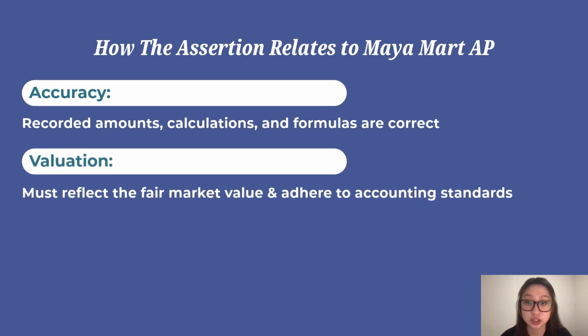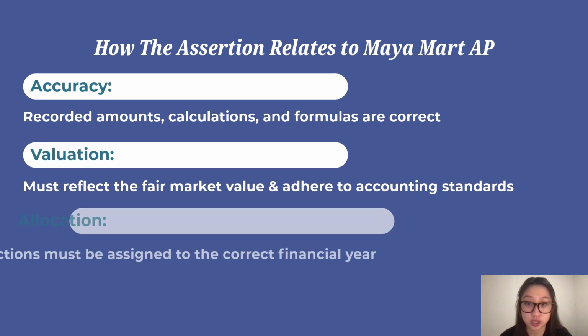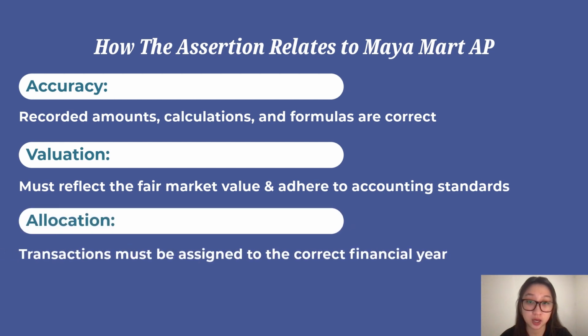Next, valuation ensures that the accounts are correctly valued by accounting standards. For example, the accounts payable of Maya Mart should reflect their fair market value and adhere to accounting rules. Allocation ensures that accounts are appropriately assigned to the correct accounting period. For instance, any transaction made by Maya Mart for the year ended 30th June 2023 should not be recorded in the 2022 or 2024 financial years.